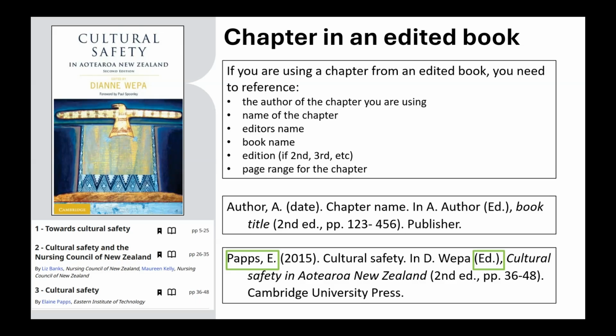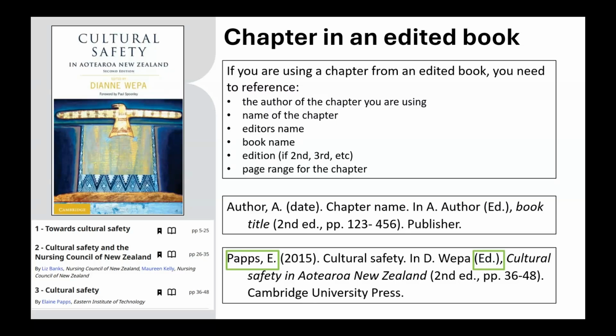For example, the book on screen is Cultural Safety in Aotearoa, New Zealand, 2nd edition, edited by Diane Wepper. If we were to use the third chapter, which is Cultural Safety by Elaine Paps and spanning from page 36 to 48, we would need to record the following: Paps, E., to acknowledge our author, Elaine Paps. 2015, which is the date of the book's publication. Cultural Safety, which is the name of the chapter.